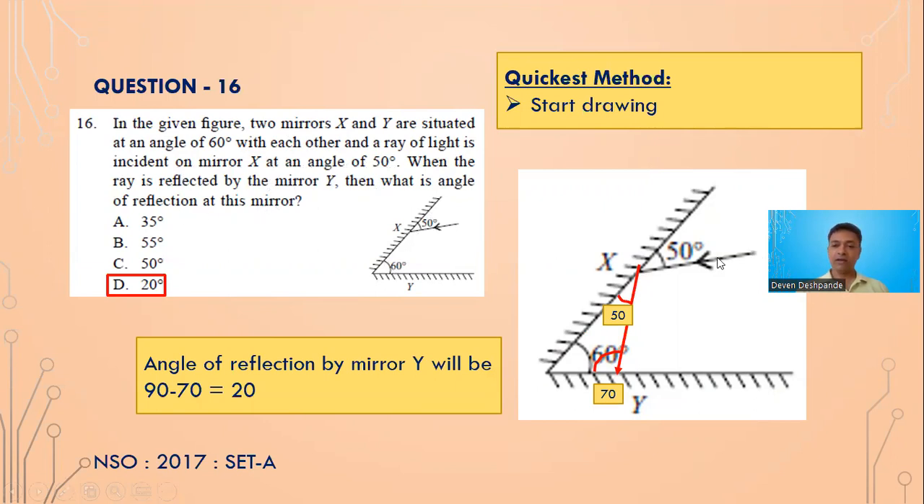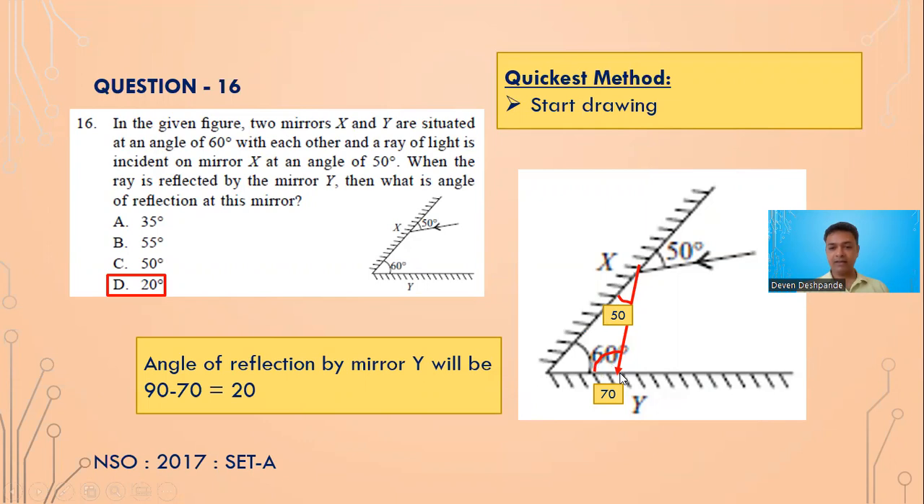So again, when the ray comes here at 50 degrees, it will also exit at 50 degrees. Angle of incidence, here angle of incidence, 50 degrees. So if you take this triangle X and this point, what are the angles? One angle is 50, another angle is 60. So what will be the third angle? Okay, so 50 plus 60 is 110, and sum of all the angles in a triangle is 180. So 180 minus 110 is 70. So this angle will be 70.